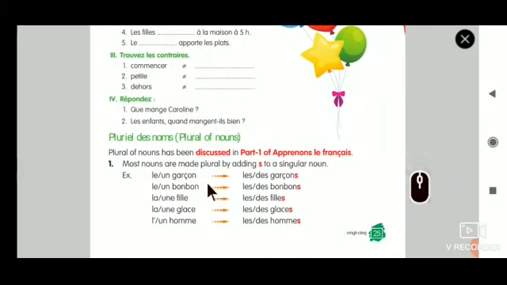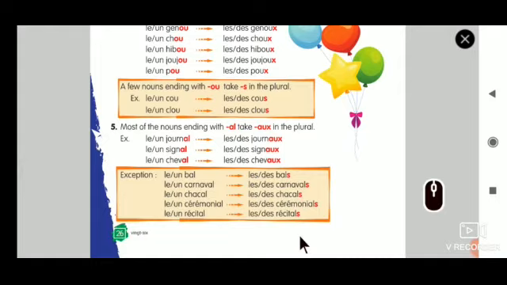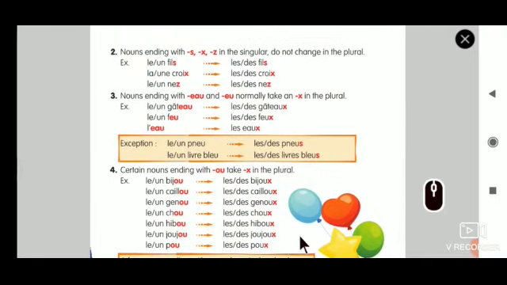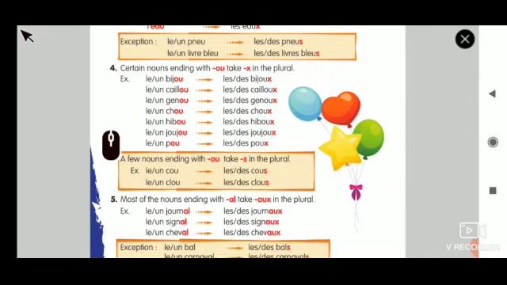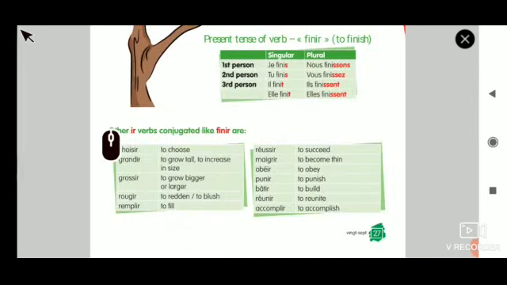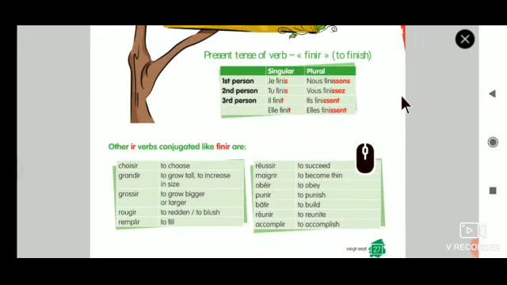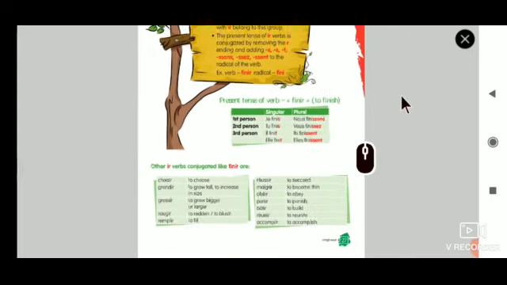You can read from here, plural. These rules you can learn from lesson 2. Nouns ending with s, x, these things you can learn. Okay, so we'll go to the next page. This one, IR verb endings, you can learn from this page. Because conjugation, what I said, is 20 marks, right? So this page will definitely help you to get a good mark.